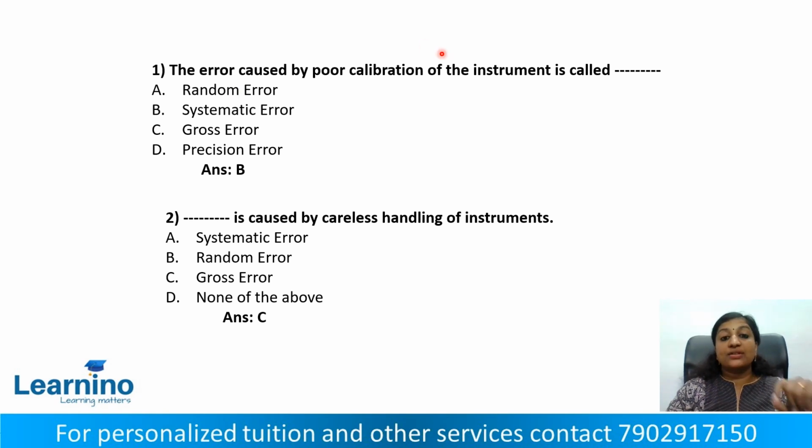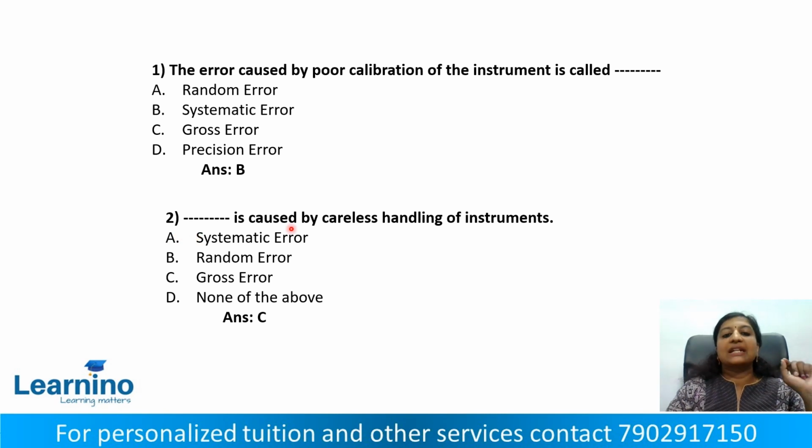The error caused by poor calibration of the instrument is called. Option A, random error. Option B, systematic error. Option C, gross error. And option D, precision error. So the error caused by poor calibration of instruments is systematic error. Option B is the correct answer.